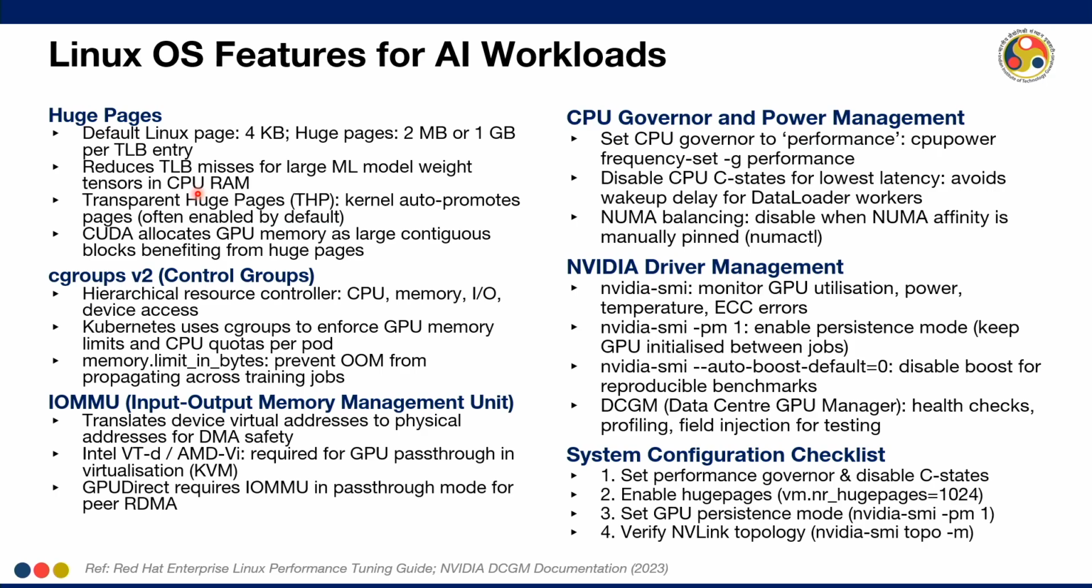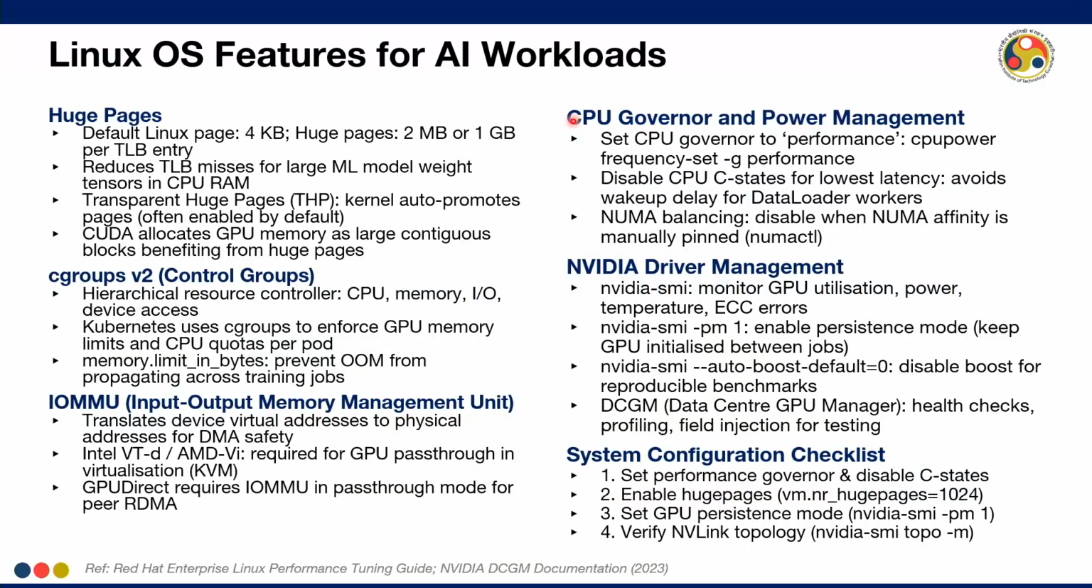Transparent huge pages, or THP, is one such setting in our kernel, where the kernel auto-promotes the pages, often enabled by the default page size, but we can increase it to 2 MB, let's say. If we have a 2 MB page size, then the TLB entries will look for this much page size. So essentially our TLB misses will be less in that case, and we will get a huge performance gain for our data transfer as well as the overall performance.